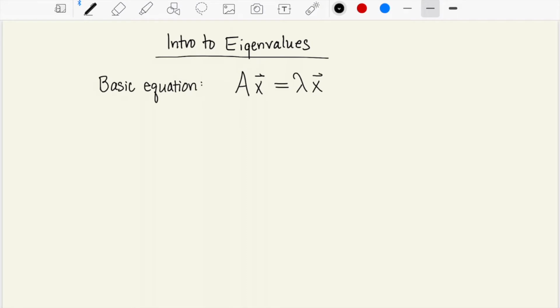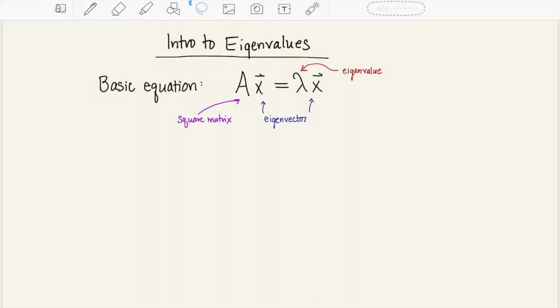We now reach the topic of eigenvalues and eigenvectors. The basic object of study is the equation Ax equals lambda x. Let's understand the basic components of the equation. A is a square matrix. x is a vector. It has a special name, an eigenvector. And this symbol lambda, that's a scalar. It's got a special name as well. It's called the eigenvalue of the equation.